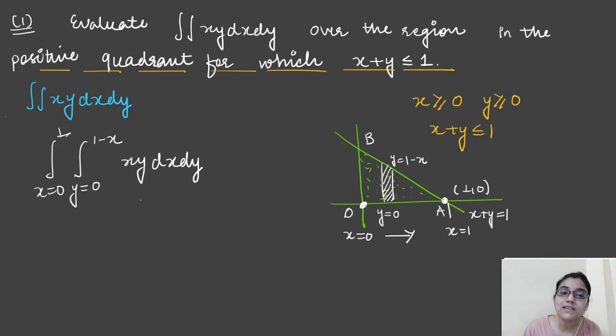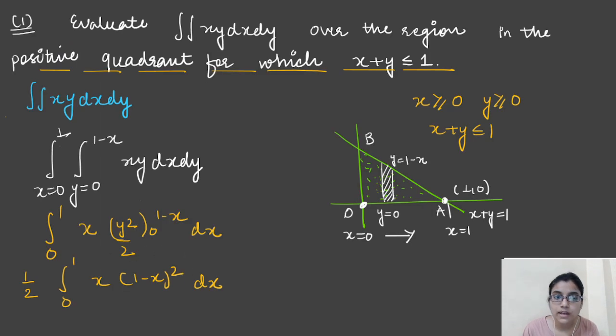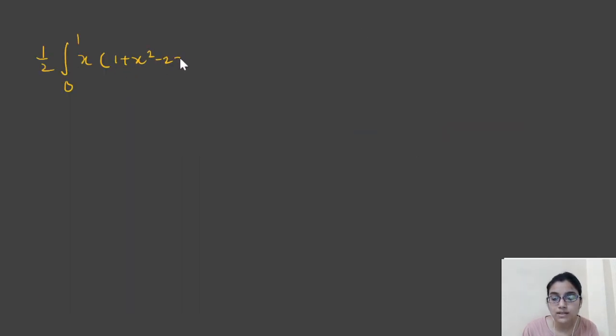Now the basic rule, I hope you know how to solve it. 0 to 1, here we have x, then this is y square by 2 from 0 to 1 minus x, dx. So it will be 0 to 1, keeping 1 by 2 outside, x into 1 minus x whole square dx. We can integrate it very easily. You can just open it: 1 plus x square minus 2x dx. Then we have 1 by 2 integral of x plus x cube minus 2x square dx.